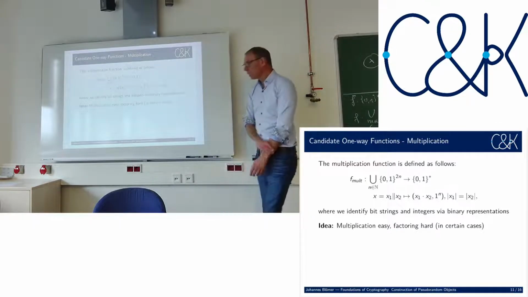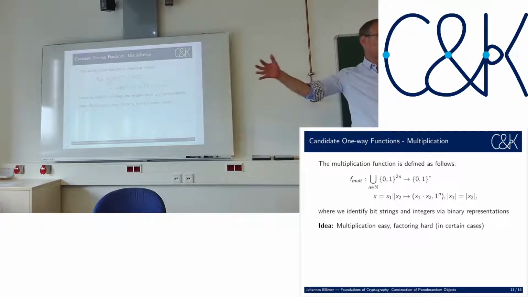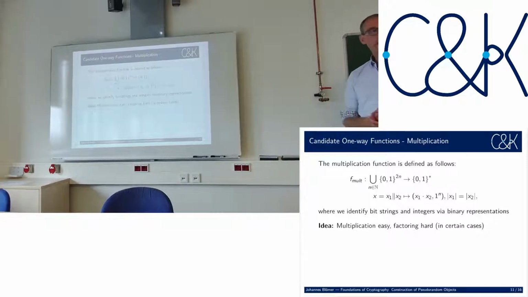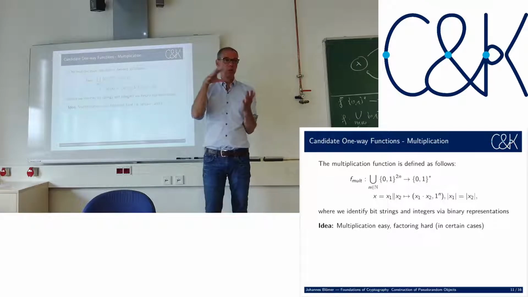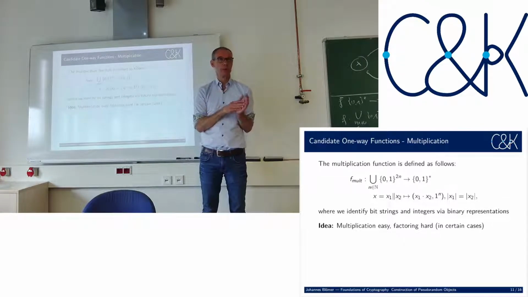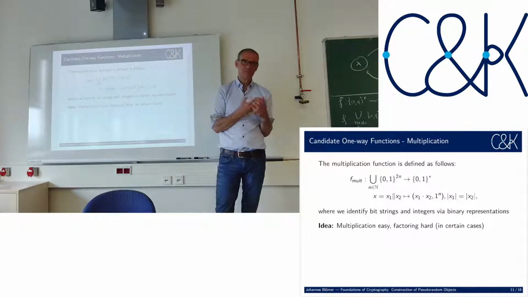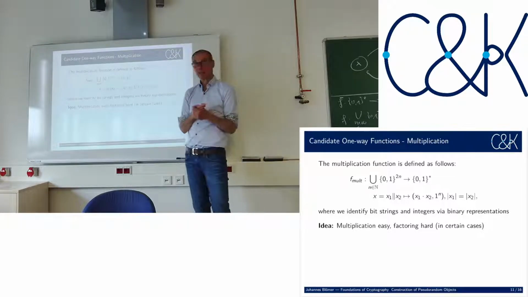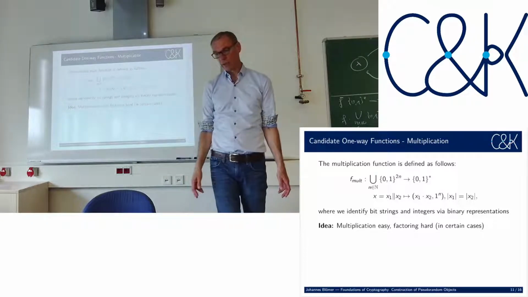And the idea here is that multiplication is easy. We all know how to do multiplication, at least at some point we learned how to do it. And for computers, it's very easy, even for large numbers. But factoring is hard. Given the product of two large numbers, find the two components, the two factors. At least it's hard if those things are primes, say. Okay? If these things are representations of prime numbers, then we think it's hard to find them.